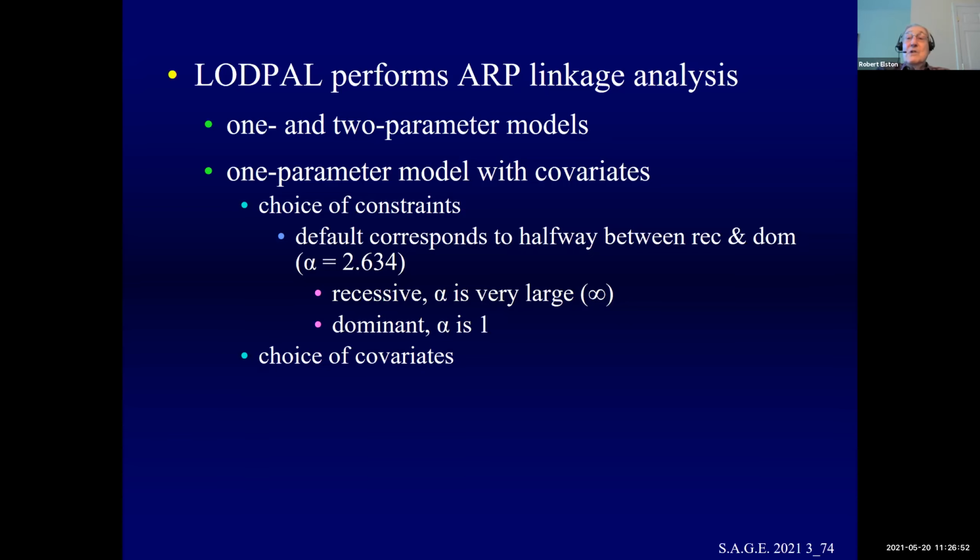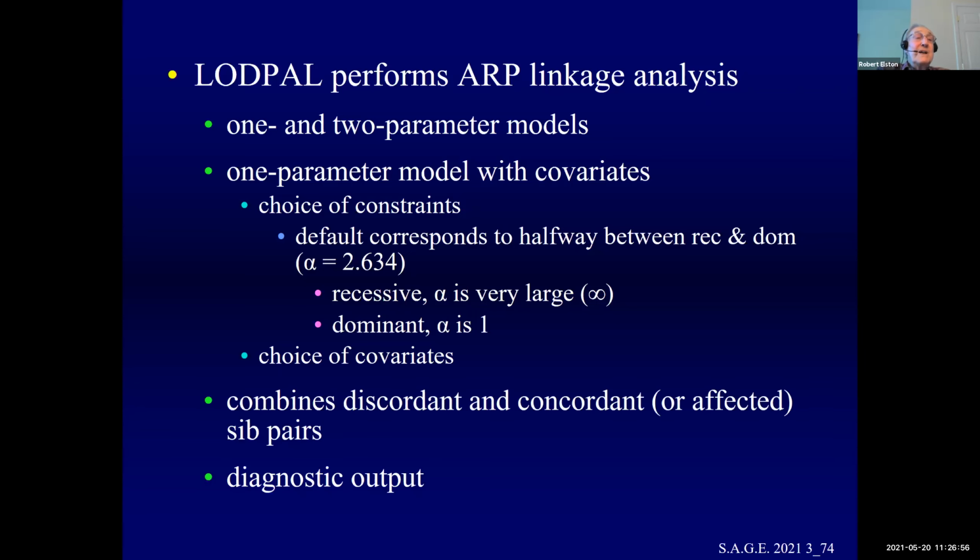Right, so what covariates might you have? You can combine discordant, concordant, or affected sib pairs. That is by adding a discordance covariate. And then you can also have diagnostic output.